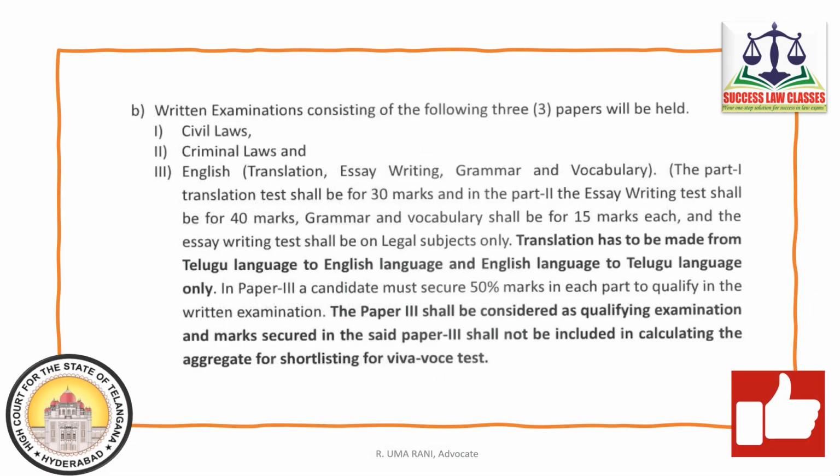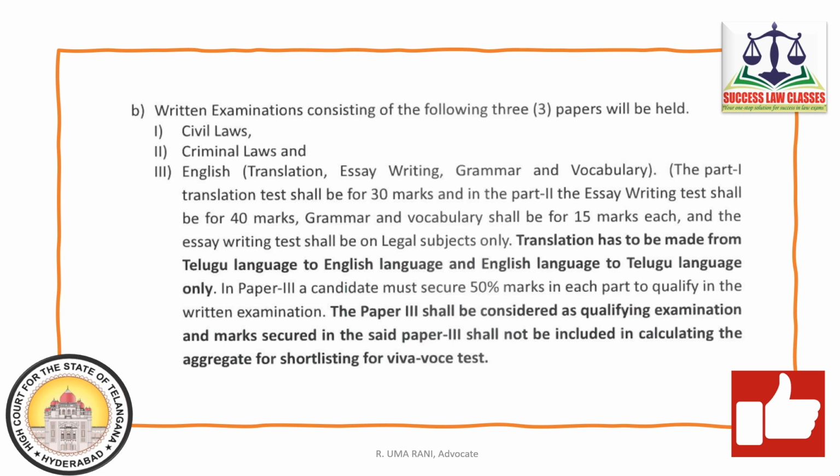Coming to the written examination, it consists of three papers. One is civil laws, the second is criminal laws, and the third is English, consisting of translation, essay writing, grammar and vocabulary. Part 1 will consist of a translation test for 30 marks, part 2 will consist of an essay writing test for 40 marks, and grammar and vocabulary shall be for 15 marks each. Here the test shall be on legal subjects only. Translation has to be made from Telugu language to English language and English language to Telugu language only.